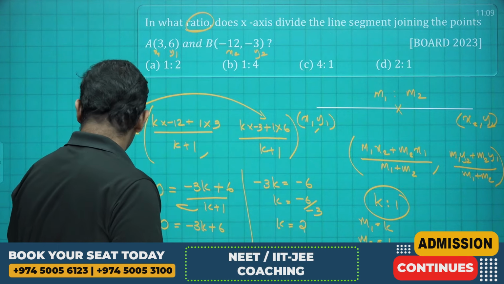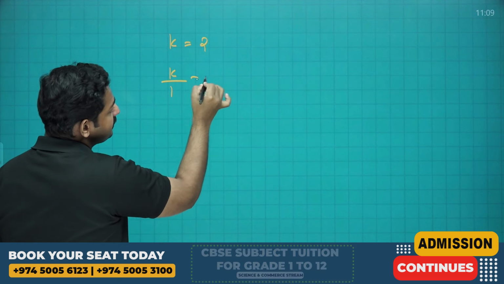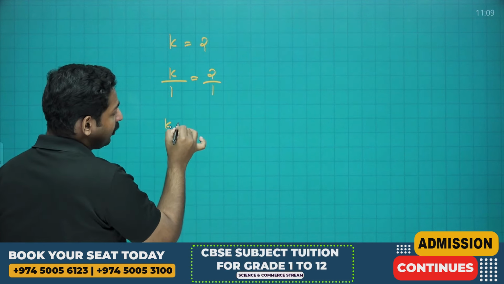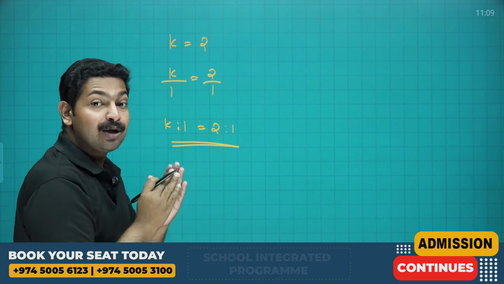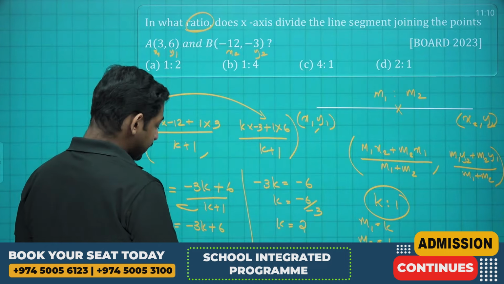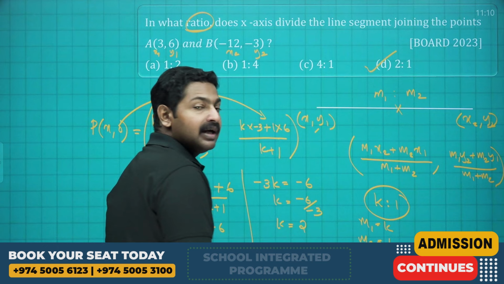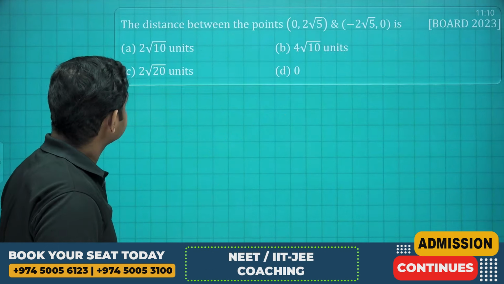So if k is equal to 2, we can write it as k/1 = 2/1. So therefore k is to 1, the ratio is 2 is to 1. So this is the required ratio. And what is the answer here? So 2 is to 1 is the correct answer. Option D is the correct answer. Okay, so we can move on to the next one.